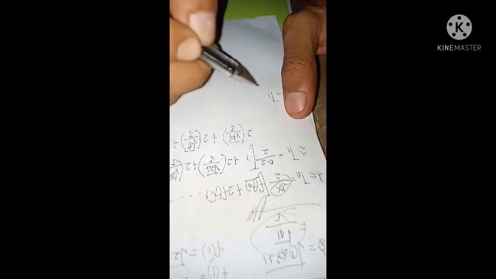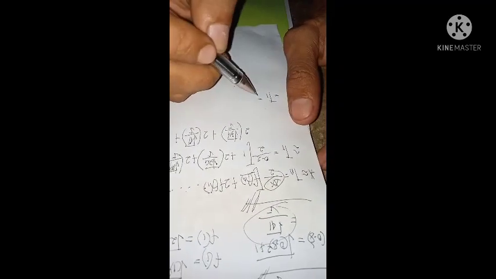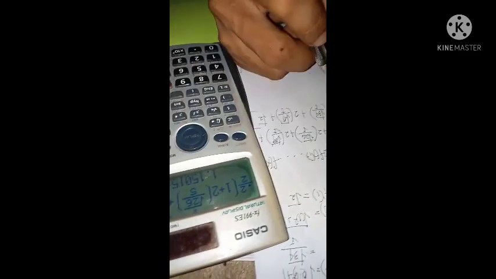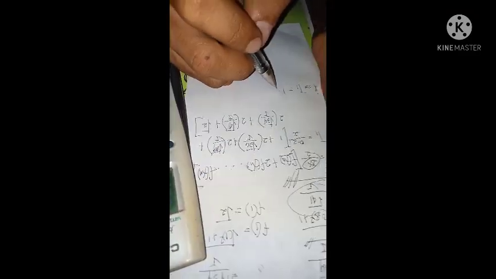So the answer is here. T of 5 is equal to 1.15.